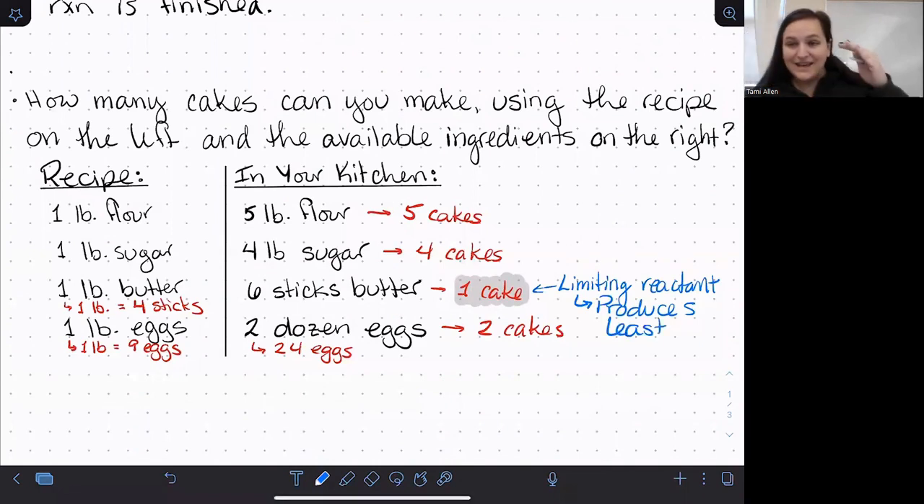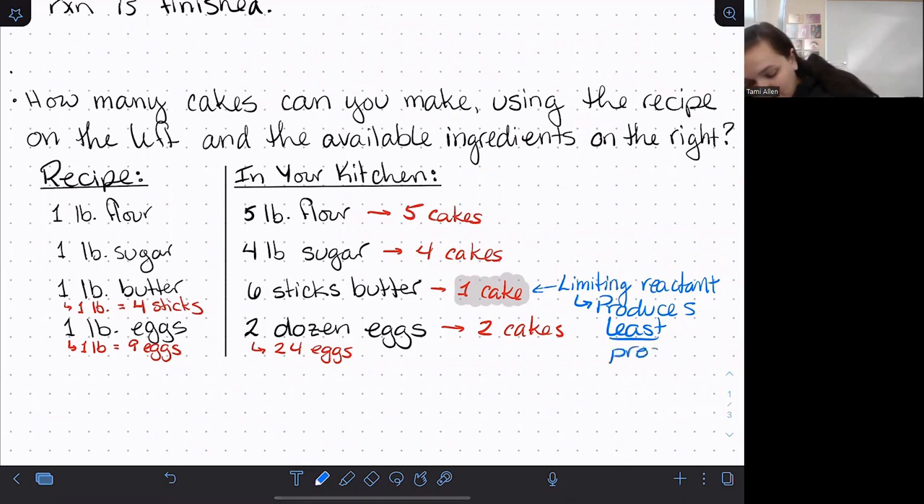Because once I hit that amount of product, that amount of cake in our analogy here, I'm out of one of my ingredients and I can't make any more. So the limiting reactant is the one that produces the least amount of product. And so we're going to go through the same process, just for a chemical reaction instead of cake for our party.